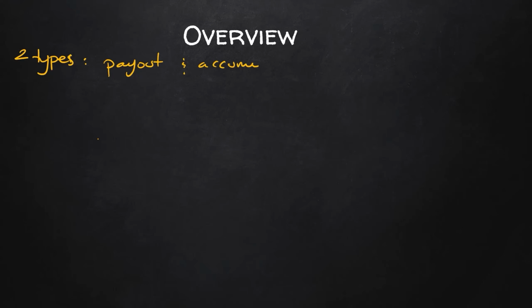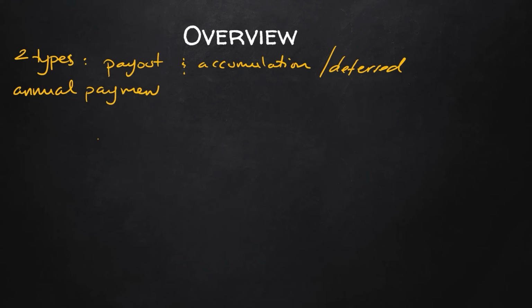So there are 2 types of annuities, a payout annuity and an accumulation or deferred annuity. The details about those we covered in the Intro to Annuities presentation. You do receive an annual payment or an annual income from annuities, and now although the payment is set up as an annual payment, you can receive that money monthly or quarterly or semi-annually.